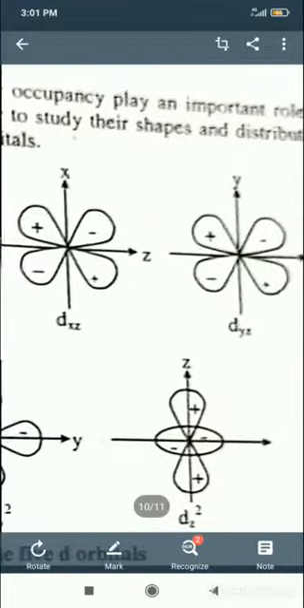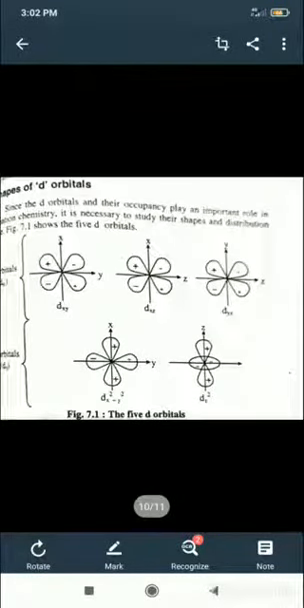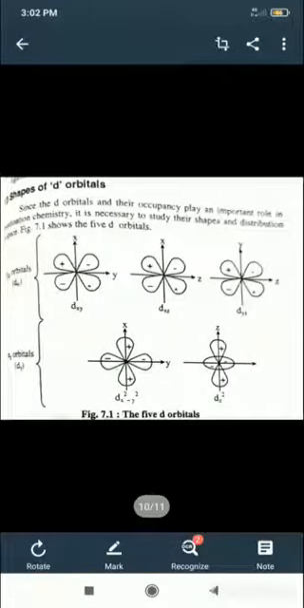Now students, remember one thing: in these three cases, dxy, dyz and dxz, the lobes are in between the axes. They are equal in energy. So, they form one set. That set is known as T2g.